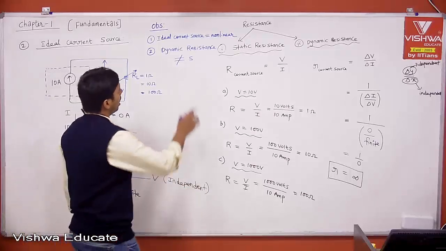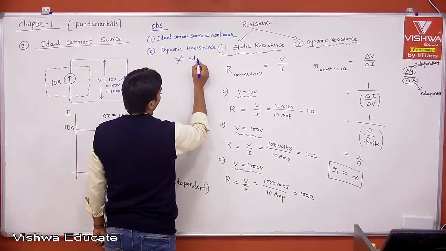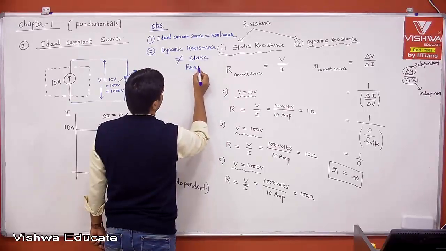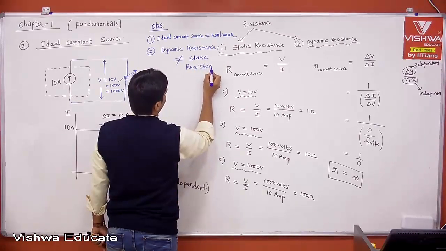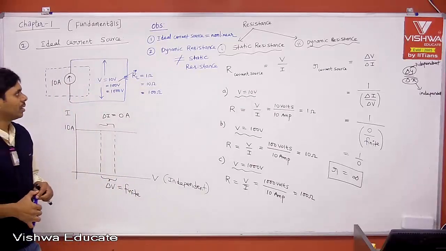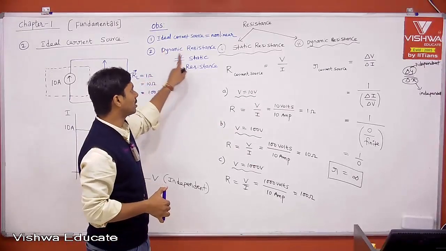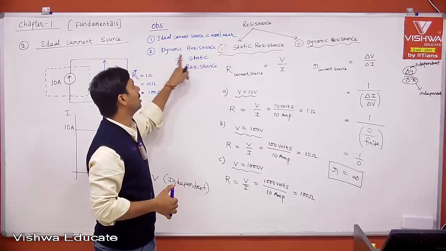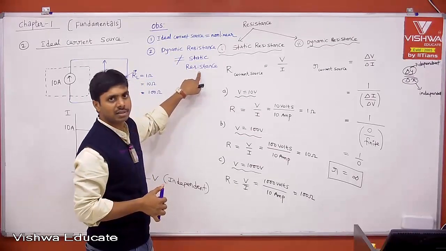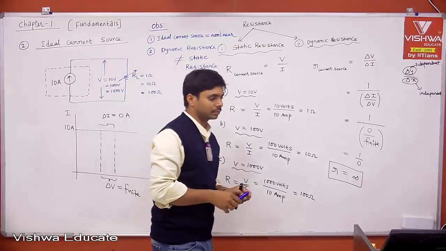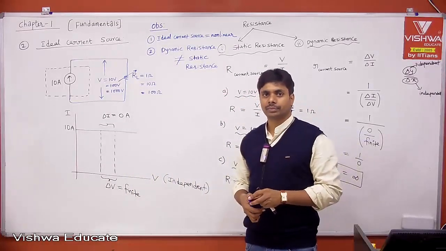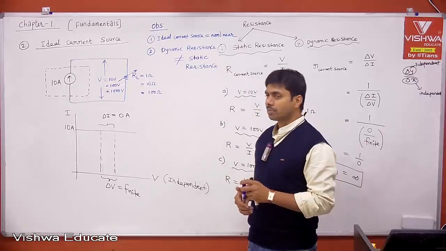Okay, dynamic resistance is not equal to static resistance or DC resistance. When you say dynamic resistance, then the complementary is static resistance. When you say AC resistance, this is DC resistance. Okay, is this over? Yeah, these two are our observations.